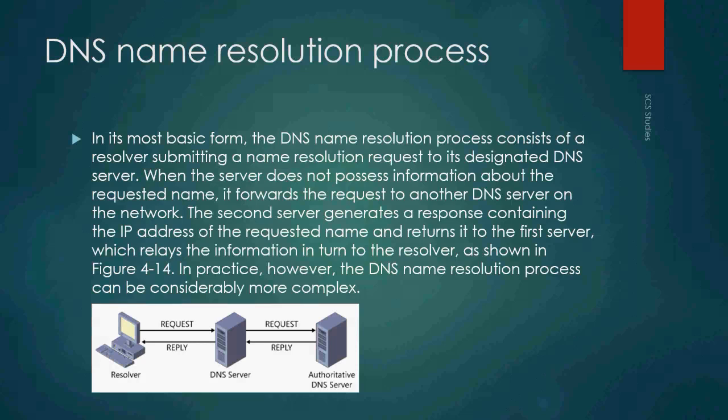So this is one of the simplest processes we have. In this diagram, as you can see, the resolver is a client machine, the DNS server is your local DNS server, and the authenticated DNS server is the public DNS server or any other available DNS server. A client tries to resolve the IP address for the domain name google.com. So the resolver sends the request to the DNS server. The DNS server checks whether it has the details about the IP address of google.com or not. If not found, then it forwards the same query to the authoritative DNS server.